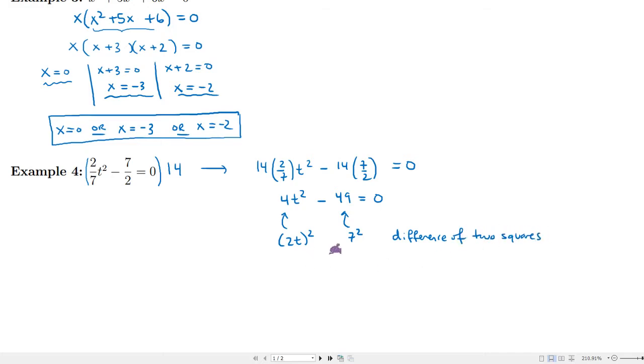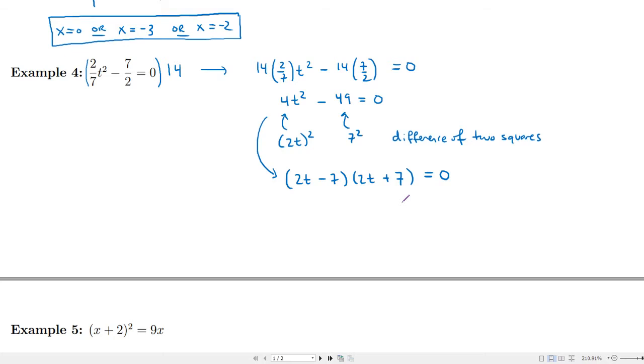And what was the factorization in that situation? The factorization was 2t minus 7 times 2t plus 7. And now we can proceed to solve this.